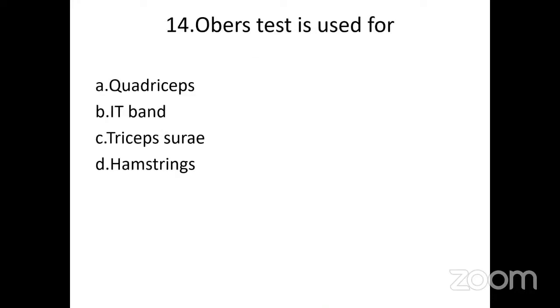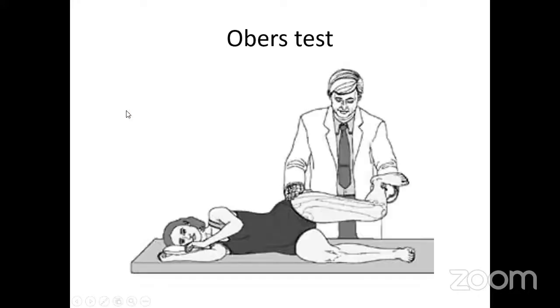Then coming to Ober's test. Ober's test is particularly used in post-polio residual paralysis where there is contracture. Even though there is paralysis of muscles in poliomyelitis, there will be contracture of the IT band. So Ober's test is used for contracture of the IT band. IT band is nothing but the iliotibial band.